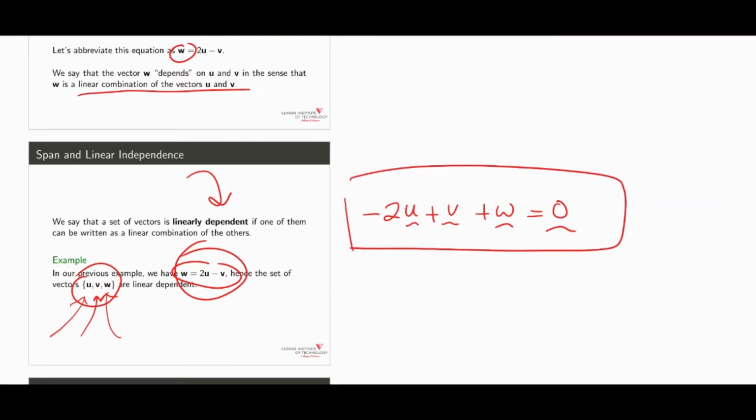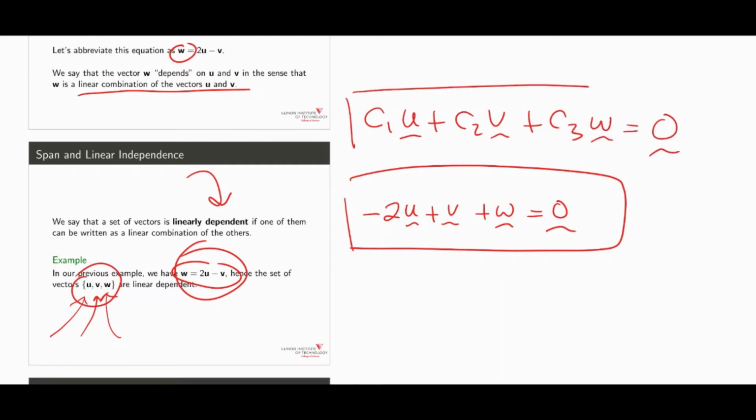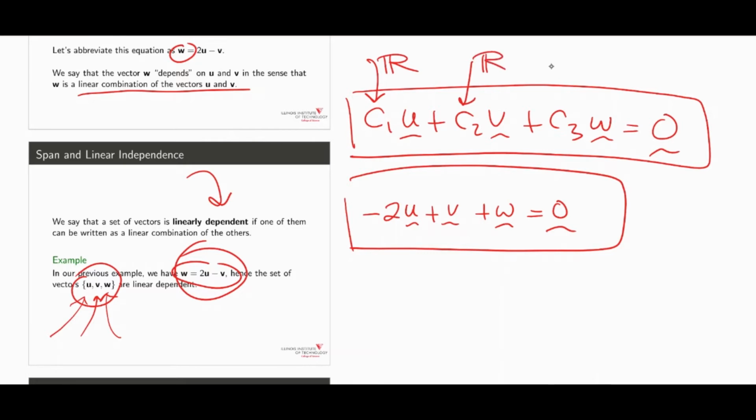So if you look at C1, let's call it C1 times u, C2 times v, C3 times w. Let's look at this equation for a minute. This one right here is our scalar, so they are just real numbers. These are also just real numbers.